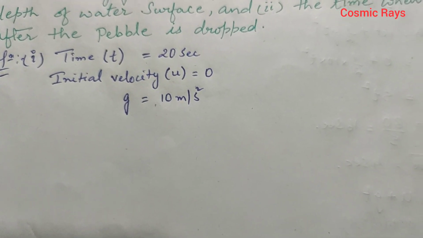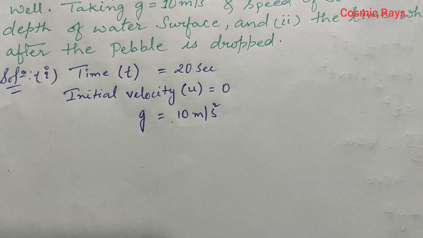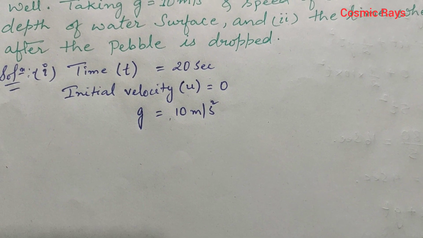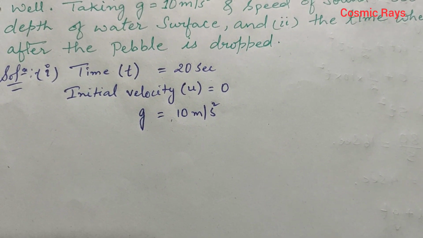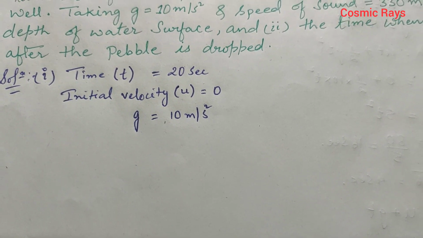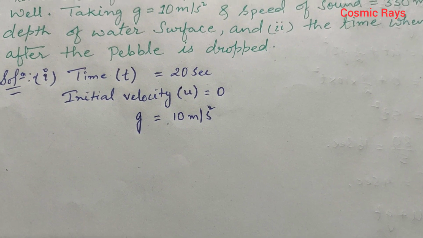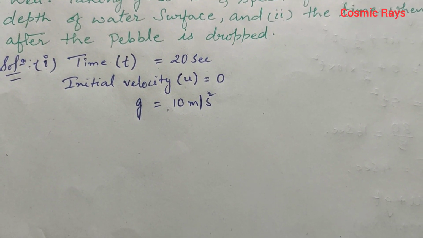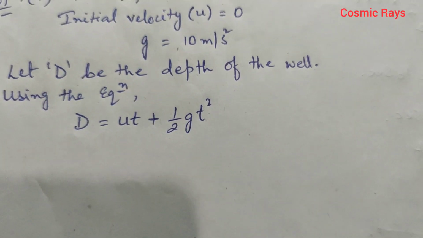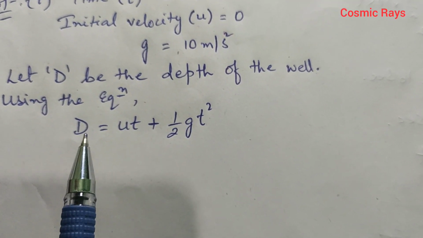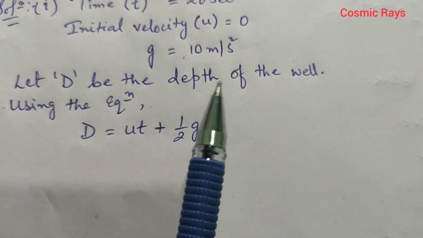Time t equal to 20 seconds. Initial velocity u is equal to 0 as the pebble is starting from rest, and acceleration due to gravity g is 10 meter per second square. So the distance traveled by the pebble is going to be the depth of the well. So we will take it to be equal to d. Instead of the height, since we have to find the depth, we are writing d. So we assume that d is the depth of the well.